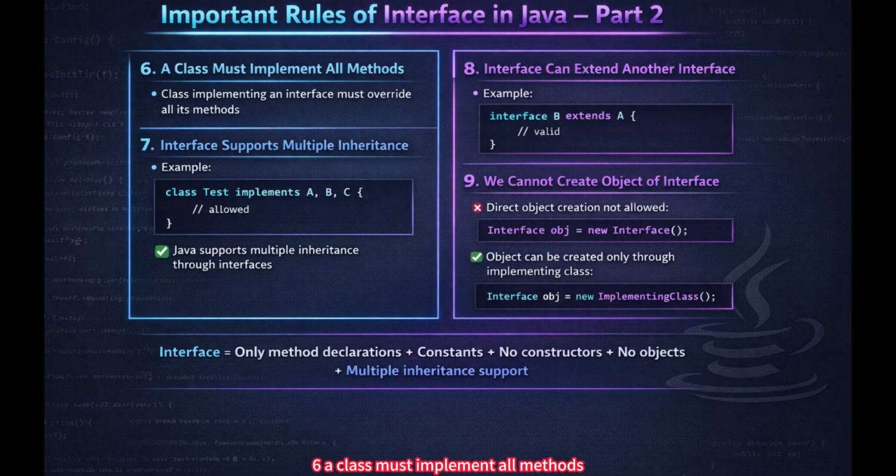Sixth, a class must implement all methods. If a class implements an interface, it must override all methods of that interface. Otherwise, the program will give an error.